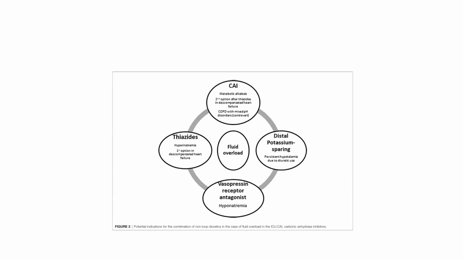The vasopressin receptor antagonists like tolvaptan are mainly used when there is a concomitant hyponatremia. Then distal potassium-sparing diuretics are used when there is persistent hypokalemia due to other diuretic use. Thank you.